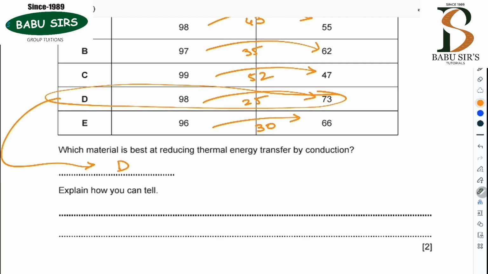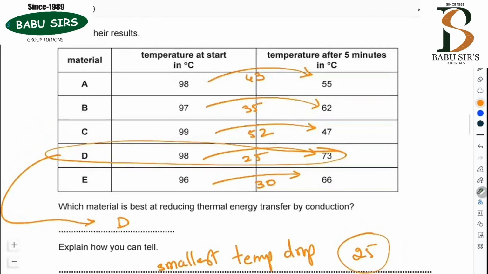Explain how can you tell. So here it is the smallest temperature drop. That is around 25. Remaining all are above 25. So you cannot use that. Now the next question is question number 8.